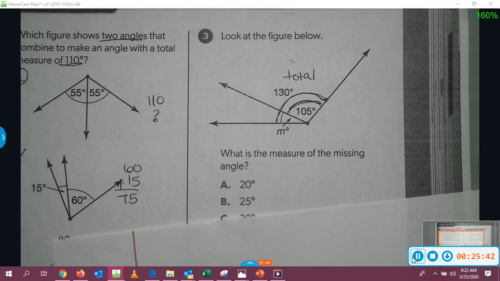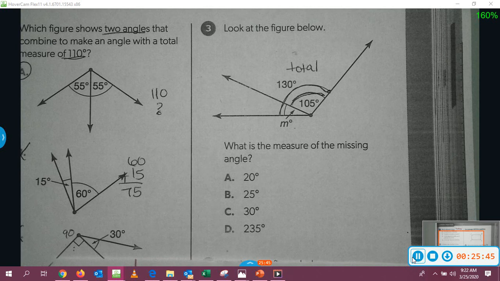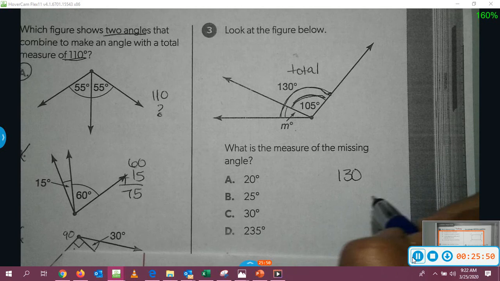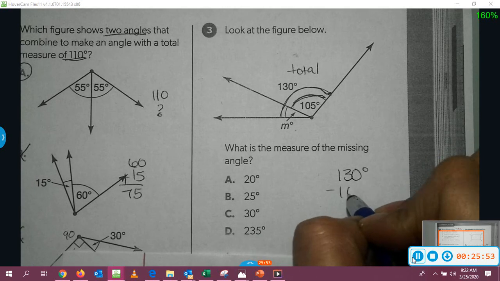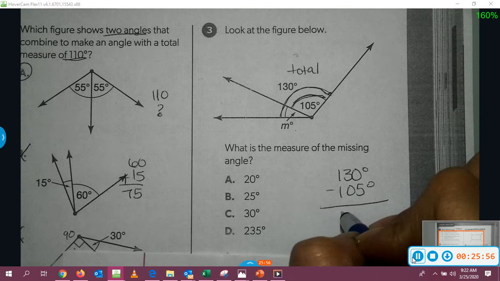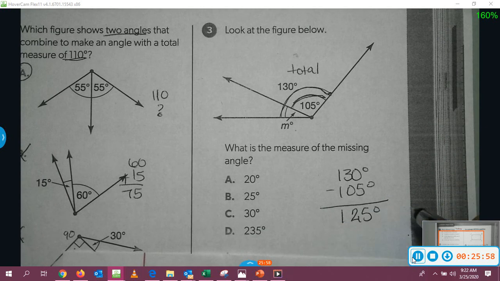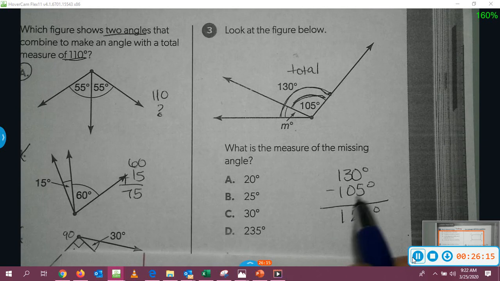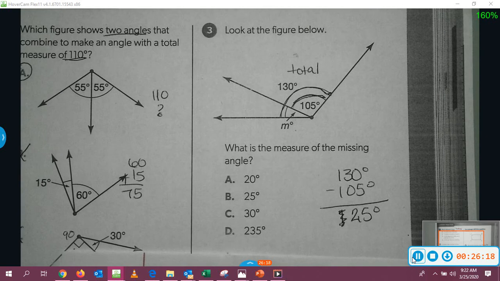So, the easiest thing to do will be to do what? I'm waiting, I know you know. Correct, subtract. So let's subtract to the side. 130 degrees minus 105 degrees equals 125 degrees. I'm sorry, not 125, just 25. What was I thinking?